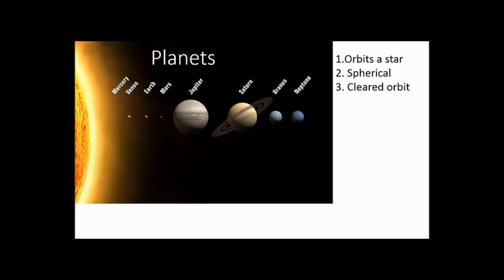Planets are smaller than stars, so they orbit around the stars. To be considered a planet, it has to orbit a star. It needs to be spherical, and it has to have cleared out its orbit. That means that it's mostly picked up all the rocks and other debris that's in its orbit. It picks them up by usually crashing into them, and then that makes craters.